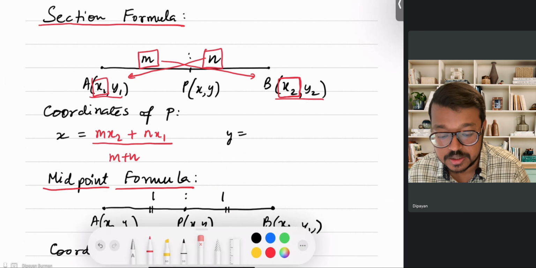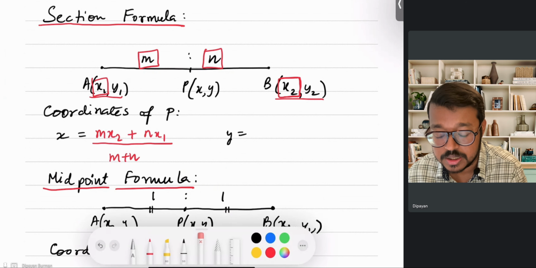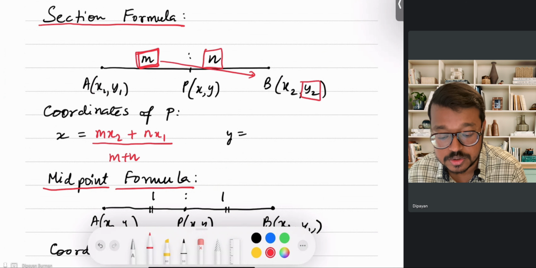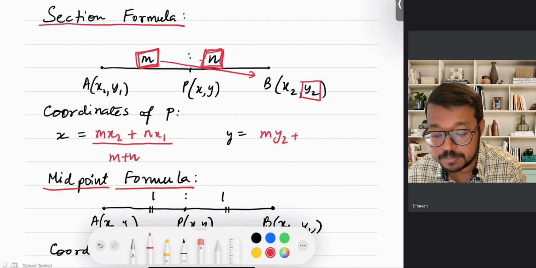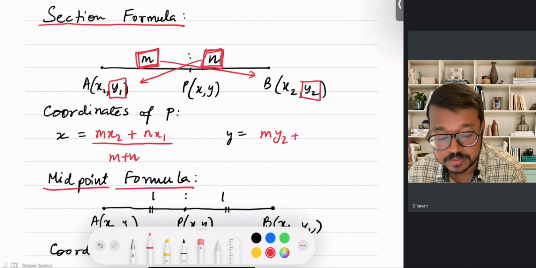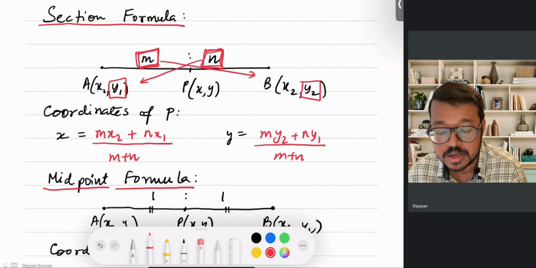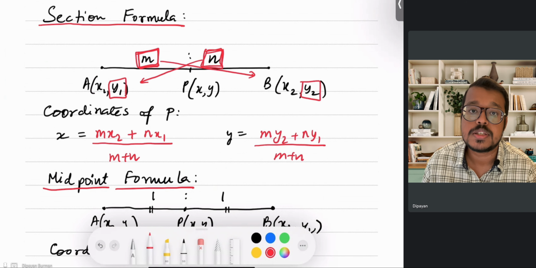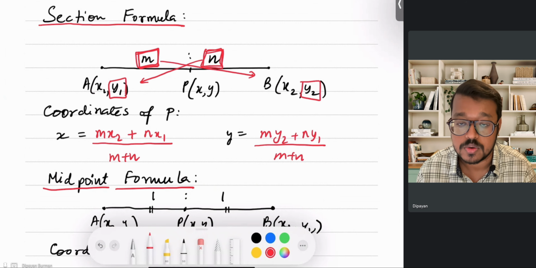In the same way, to find the y coordinate, we will look at the y coordinates this time. So we are looking at m multiplied by y2. So we will have m y2 plus n multiplied by y1, divided by m plus n. So section formula gives us the x coordinate and y coordinate of point P.